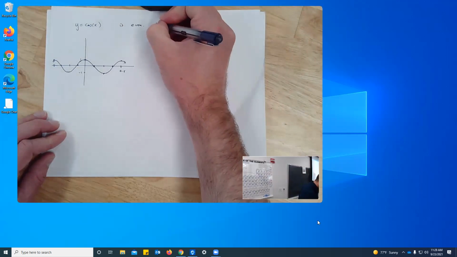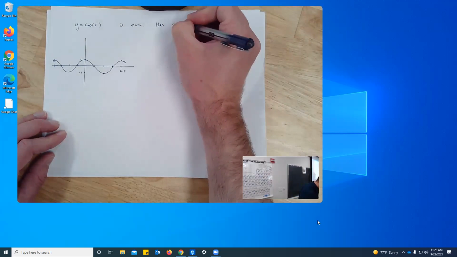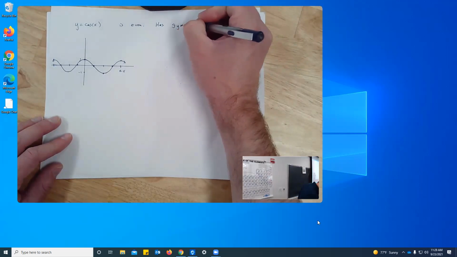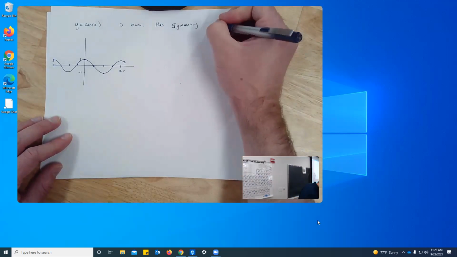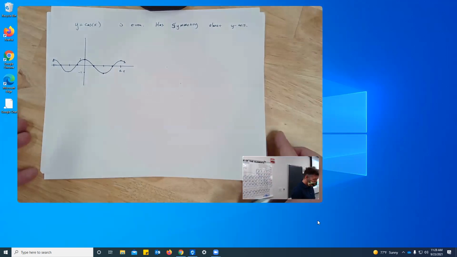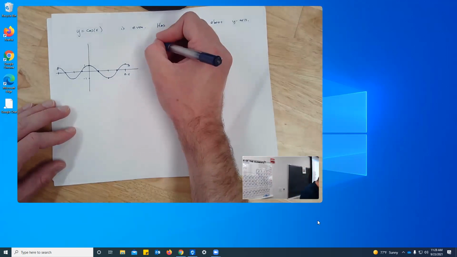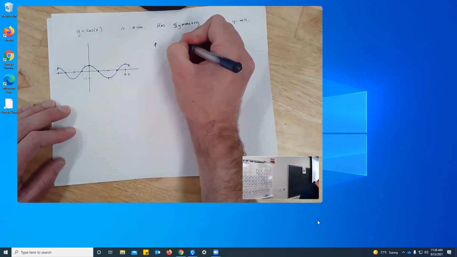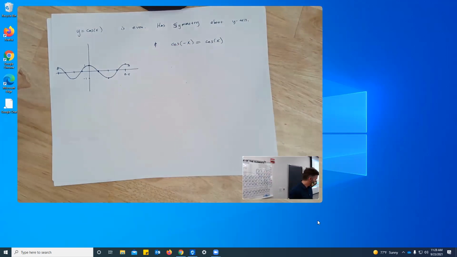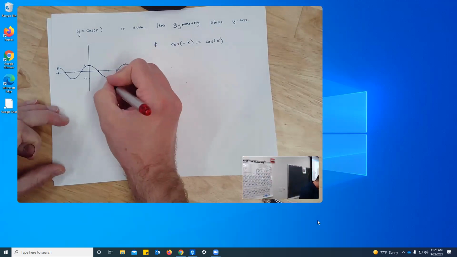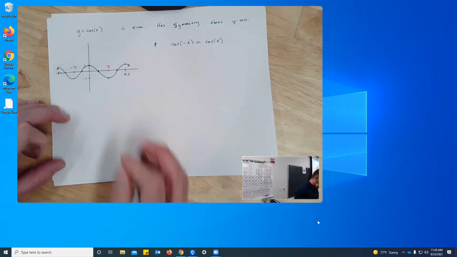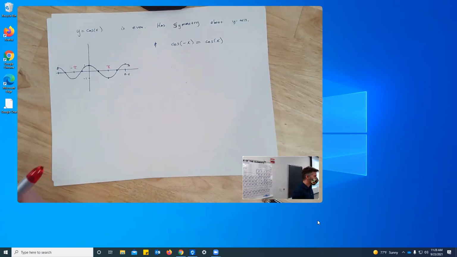It has even symmetry, or symmetry about, wow, that's the weirdest looking S I've ever written. Symmetry looks more like a G about the y-axis. We're not going to show it, but you could if you wanted to. It is true that cosine of -x is equal to cosine of x. You can see some values, right? Cosine of, say, pi is definitely equal to cosine of -pi. They're both equal to -1.